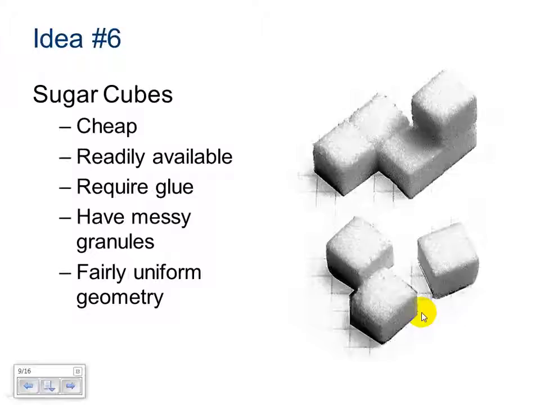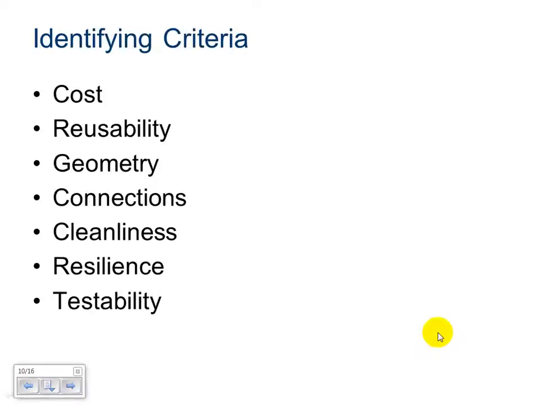And sugar cubes. How about if we use sugar cubes? They're very cheap. You can buy them at the grocery store for super inexpensive. They are readily available. You can get them at any grocery store. They would require glue because I don't think double-sided tape would be strong enough to hold them. They do have these messy granules that are going to fall off and change the shape as you work with them. Pieces of the sugar will fall off of the cubes. But they do have fairly uniform geometry. It's kind of in the middle of precise versus imprecise.